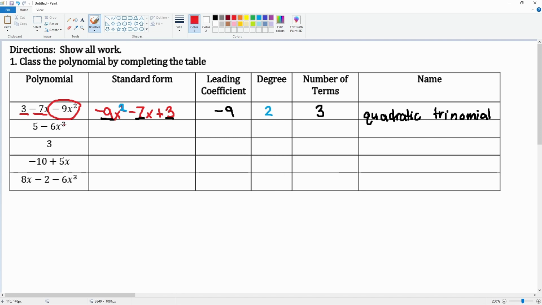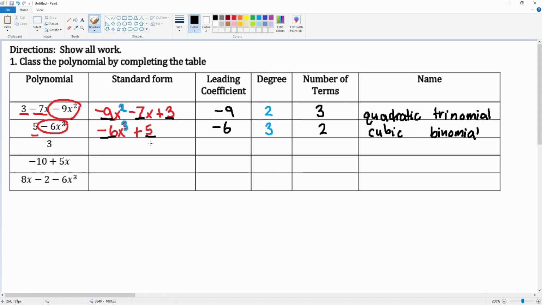Right, next, let's do this one. This is the highest degree, negative 6x to the third power. Then we have a plus 5. Leading coefficient is the number in front, which is negative 6. The degree is the highest exponent, which is 3. Number of terms, we have 1, 2. So now we could call it the third degree. It's called a cubic. And there's 2 terms. So this is a binomial.